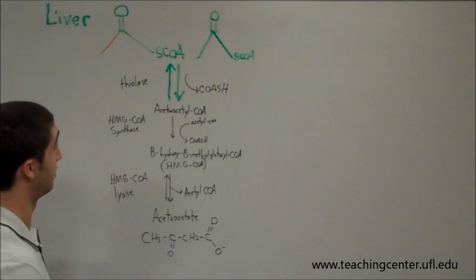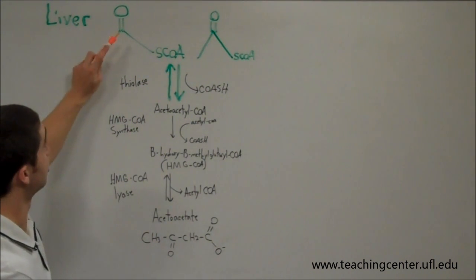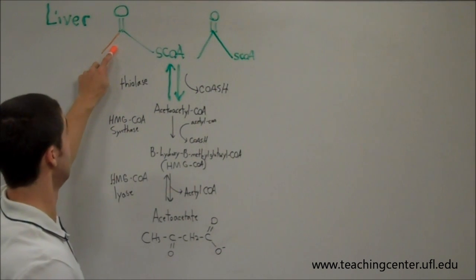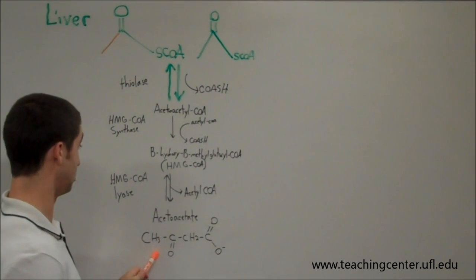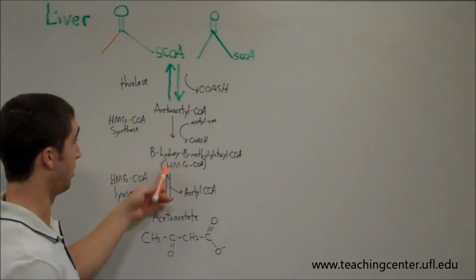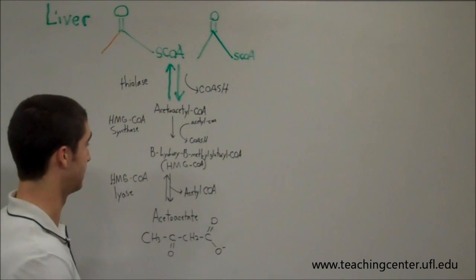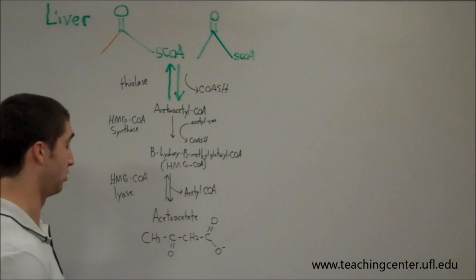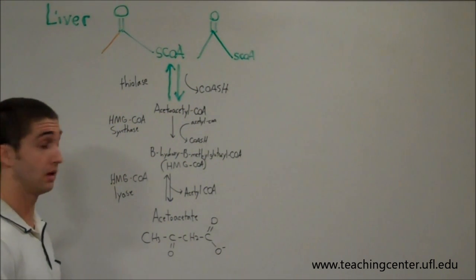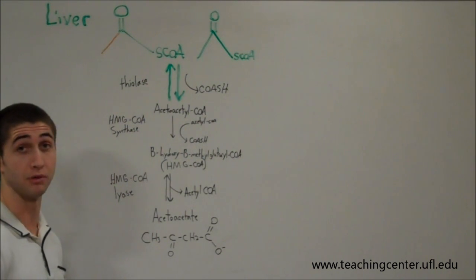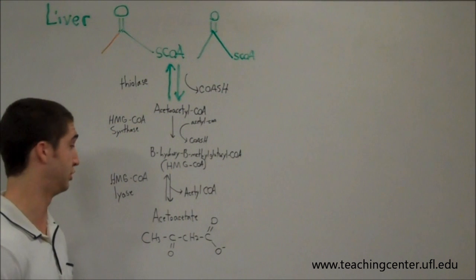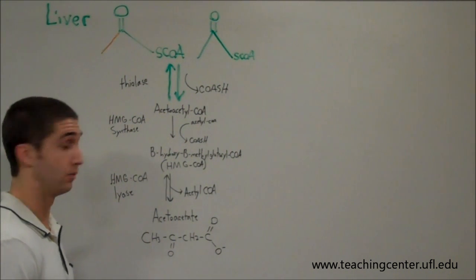Remember that this is occurring in the liver. To be safe, I would know the structures of acetyl-CoA, which is really easy, and I would definitely know the structure of acetoacetate. I wouldn't worry about these other structures because they're really complex and you're most likely not going to see them. But acetoacetate you definitely see. Once you get to this step, a couple of things can happen, and that's going to be part 2 of this video. So if you just click on part 2, we'll continue from there.